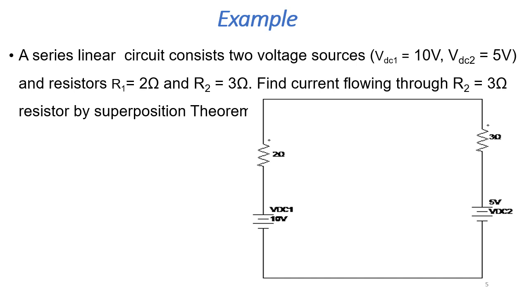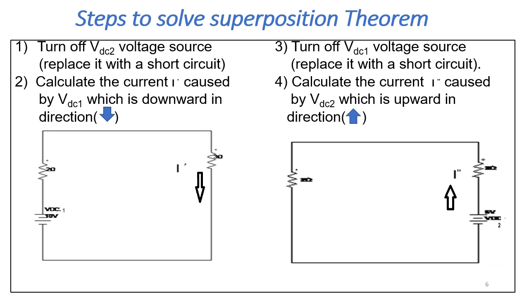Now this superposition theorem is discussed by considering a simple example which consists of two voltage sources, VDC1 and VDC2, with two resistances R1 and R2 respectively, and it is asked to find the current flowing through this 3 ohm resistance, that is R2, by applying superposition theorem. So step number 1 is to find all sources. Step 2 is to consider one source acting at a time.